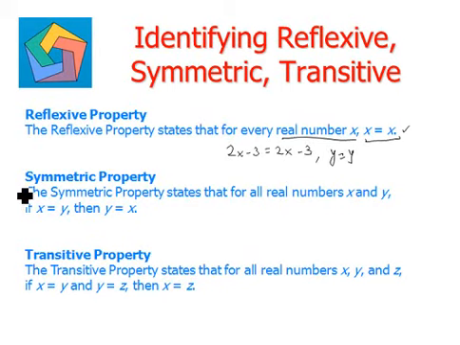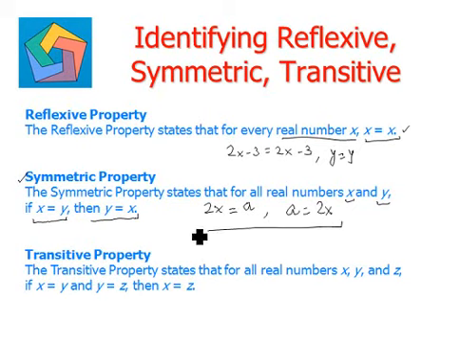Let's look at the symmetric property now. The symmetric property states that for all real numbers x and y, if x equals y, then y equals x also. Say for example, if I have 2x equals some number, say a, then a is equal to 2x. This represents the symmetric property. So the symmetric property states that for all real numbers x and y, if x equals y, then y equals x.